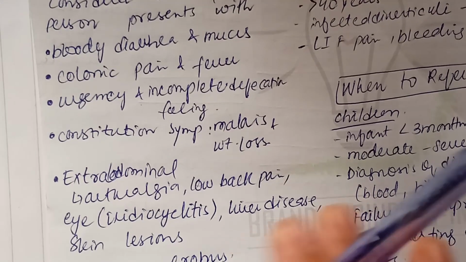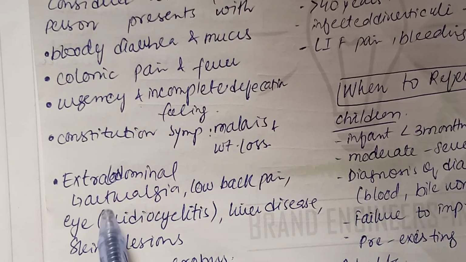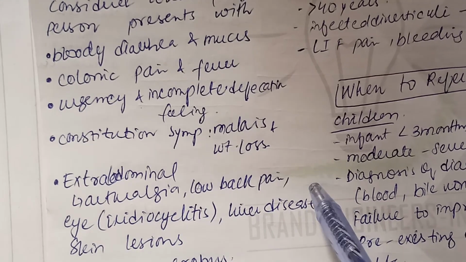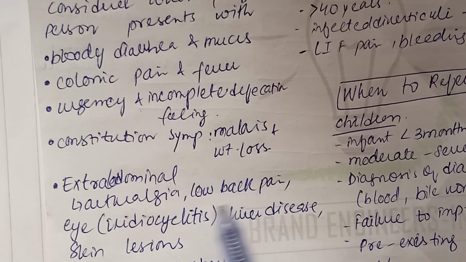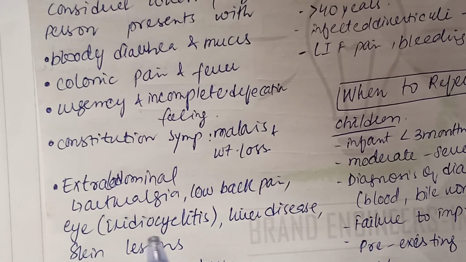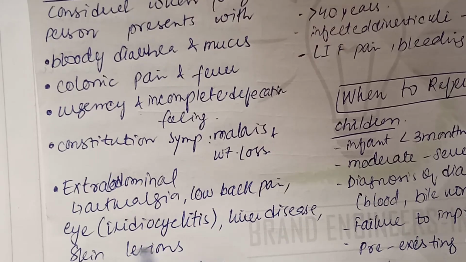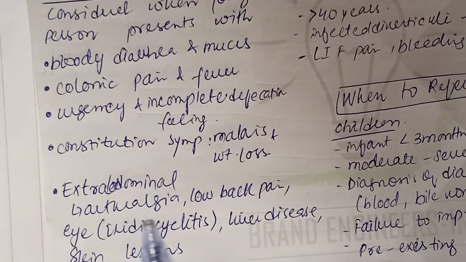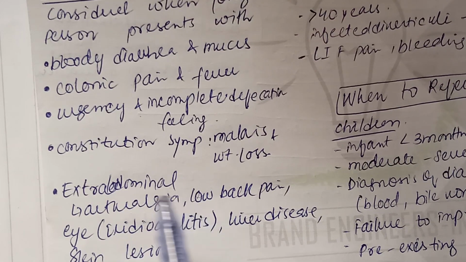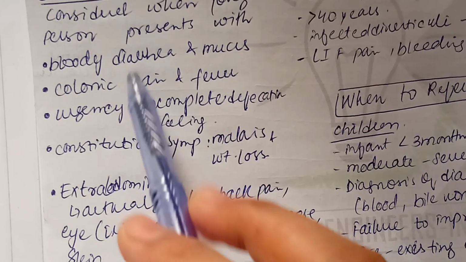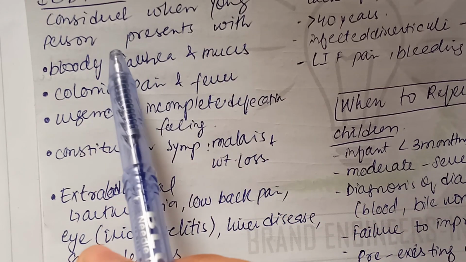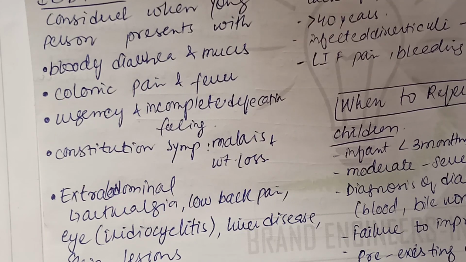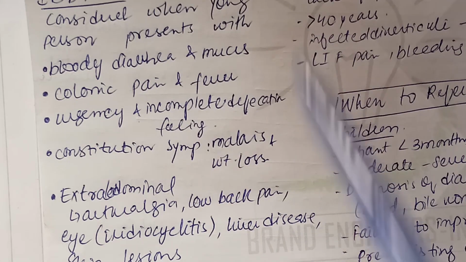Extra abdominal symptoms can also be there, like arthralgia, low back pain, and spondyloarthritis. Then we have eye symptoms like iridocyclitis, liver disease, and skin lesions. So these are the extra abdominal signs and symptoms which would be there. If all or some of these symptoms are present in a patient who is young and also has a family history, we can suspect inflammatory bowel disease.